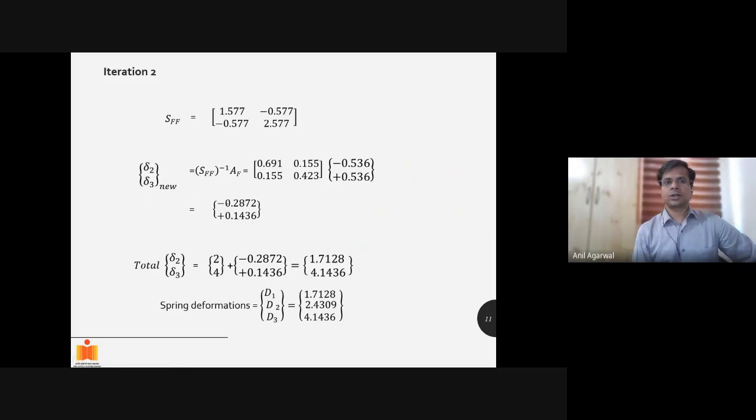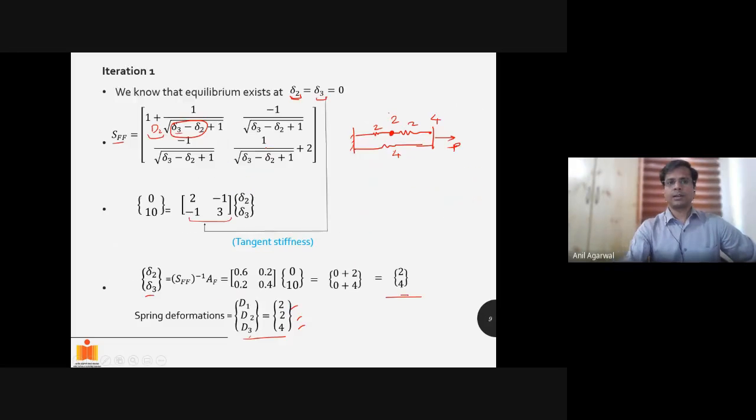Going to the next iteration, again we repeat the exercise. This time, the new values are given for the new delta values. Remember, the delta value had changed now. For your D1, D2, D3 of 2, 4, 2, 2, 4. So for this D2 of 2, your values here will change. Earlier this D2 was 0, but now this is 2.